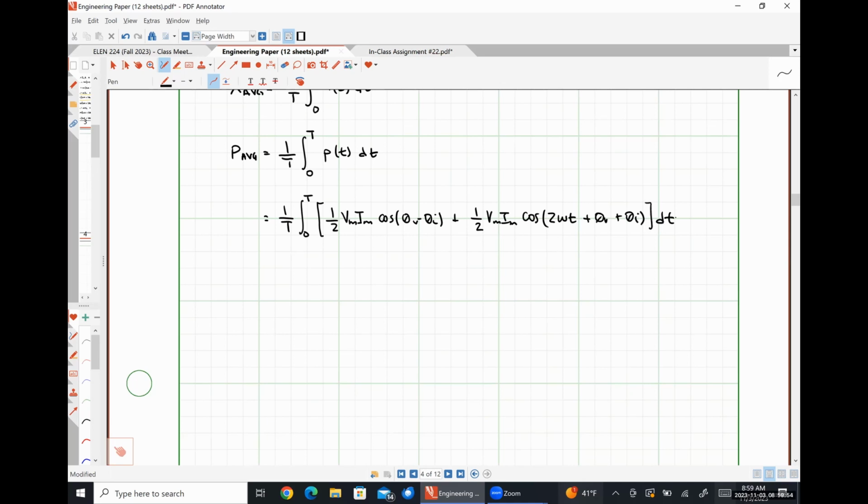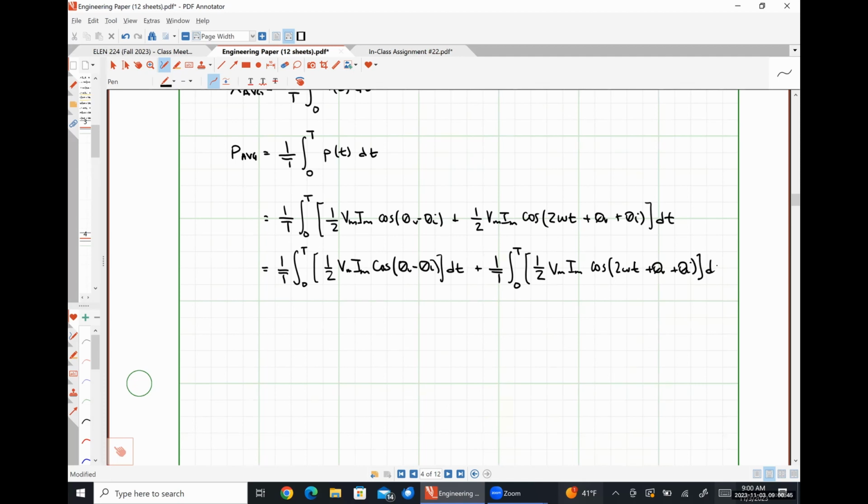So because the integral operation is a linear operation, I can actually just split this thing up into two integrals. Right? So that's going to look like 1 over T times the integral from 0 to T of 1/2 Vm Im cosine theta v minus theta I dt, plus 1 over T times the integral from 0 to T of 1/2 Vm Im cosine twice omega t plus theta v plus theta I dt. Let's look at this second integral first, okay?